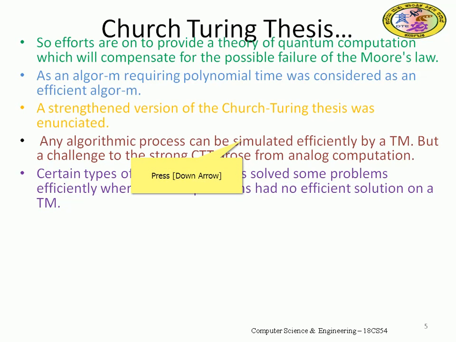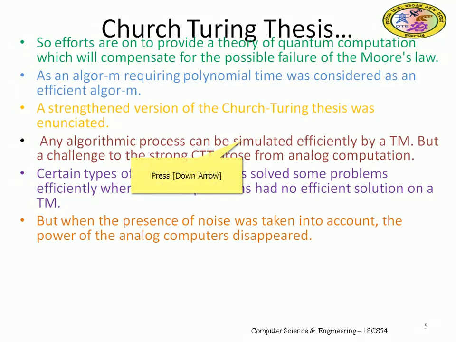Certain types of analog computers solve some problems efficiently, where these problems had no efficient solution on a Turing machine. So the Turing machine is not able to provide a solution efficiently for these kinds of problems, where analog computers perform well. But when the presence of noise was taken into account, the power of the analog computer disappeared. That is a limitation of analog computers.